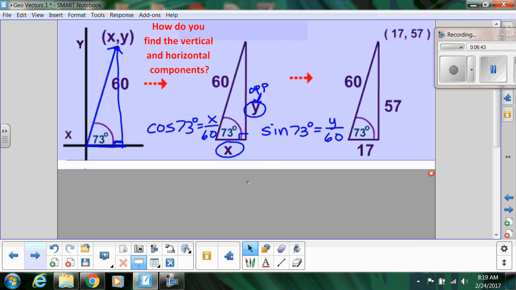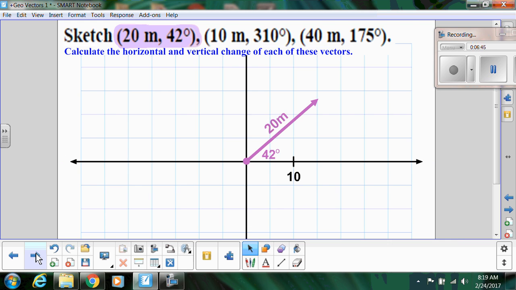Okay, so that's what we'll be doing for the vectors that we just did. Our 20 meters at 42 degrees, we said we would drop a vertical line down. And again, I don't know that I drew that to scale, so I'm going to purposely not draw that on the grid because I don't want you relying on that and saying, oh, it's 15. Well, it may not be exactly 15. Okay, so we're trying to find the y component and the x component.